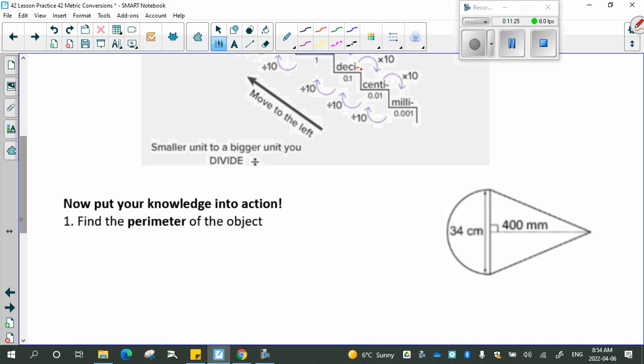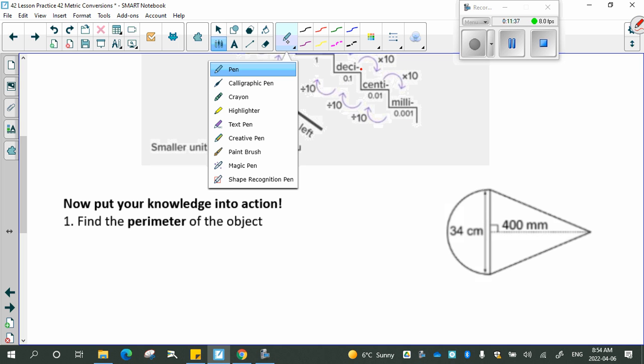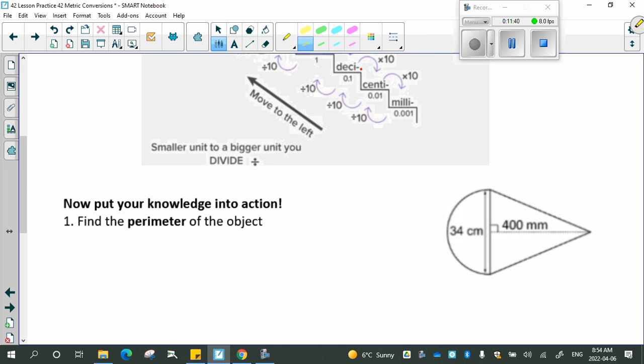All right, now put your knowledge into action. Find the perimeter of the object. The first thing you notice when we're doing perimeter is that you want to add up all the outside edges. This is kind of a tie-in to yesterday. You've got your formula sheets out there. A big mistake some students make is they include inside lines when they're finding perimeter. But for perimeter, you just want the outsides.